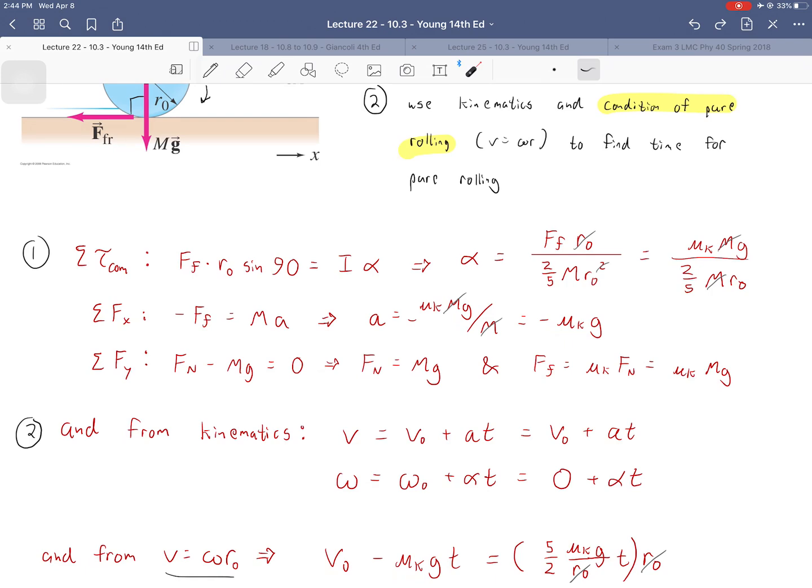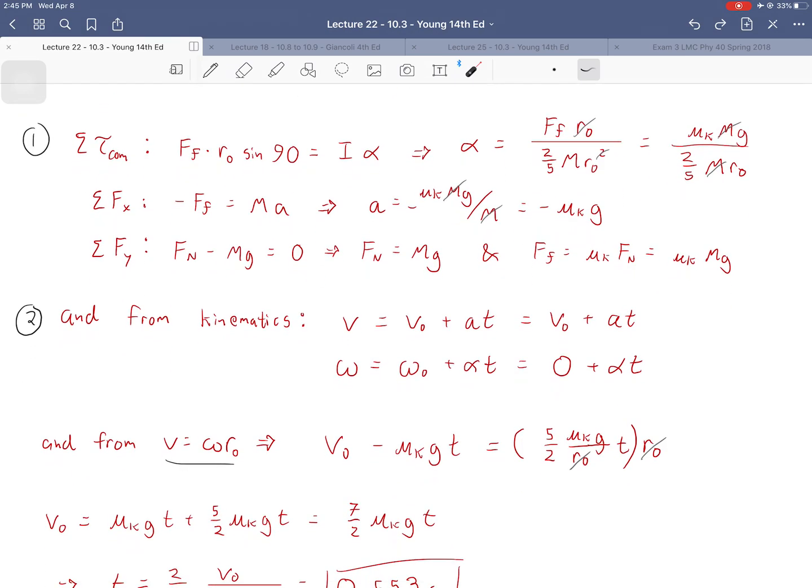Now here's where things differ from the previous example. Before, I would have used the relationship that alpha equals a over r, or that a equals alpha times r, because that's true as long as you have a pure rolling system, right? But the translation and the rotation aren't synchronized here. It's not purely rolling. So they're definitely not equal to each other. So I'm going to be like, well, if they're not equal to each other, then how do we even proceed? Well, we've got to find out how long it takes until they become equal to each other, all right? So that takes us to step 2.